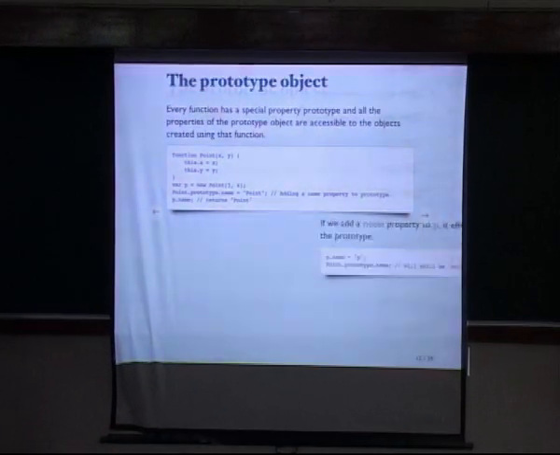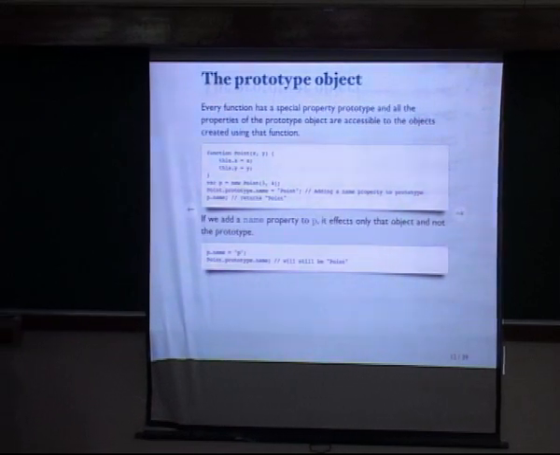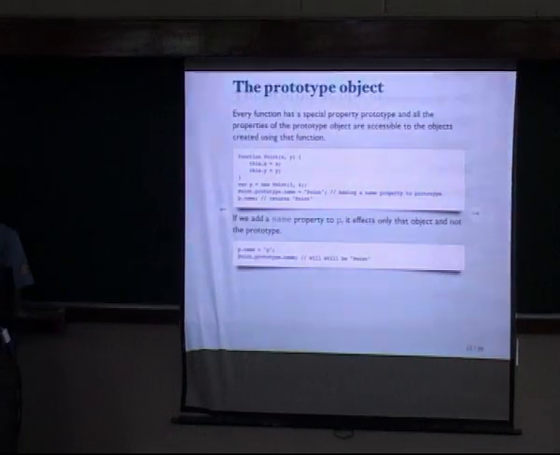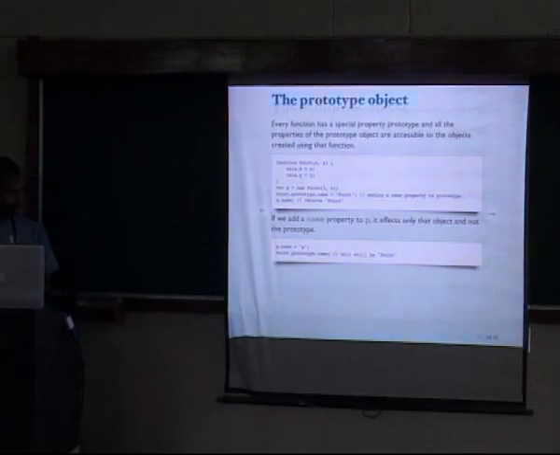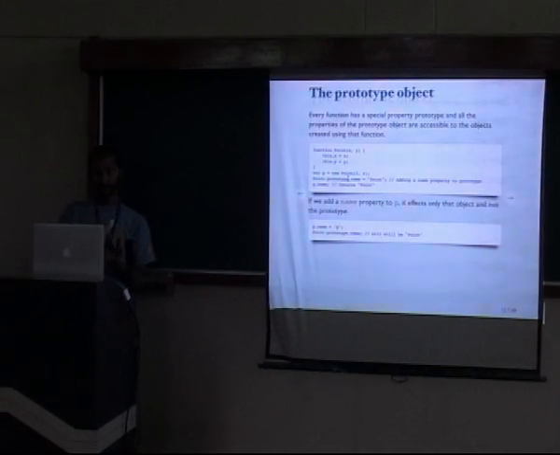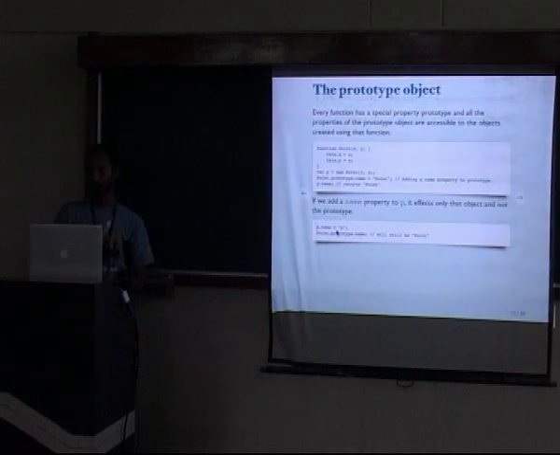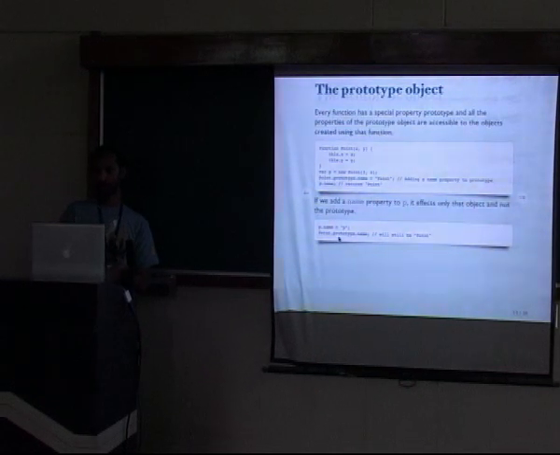But if you add a name property to p, it affects only p; it won't affect the prototype. This is actually very important to notice. So the prototype is only accessed as read-only from the object. But when you try to modify that property, a new property gets added to that object. But the prototype will continue to be the same.